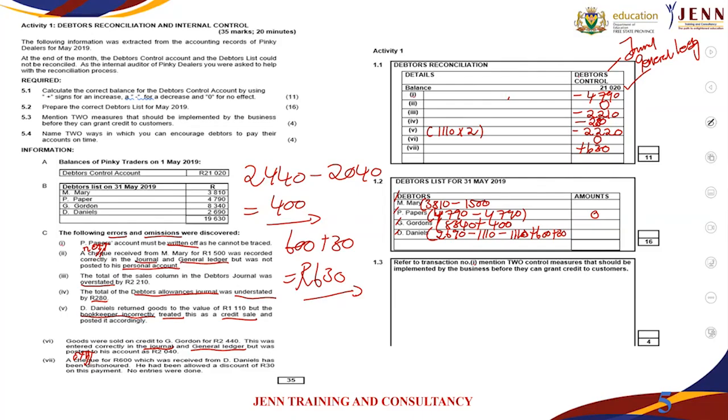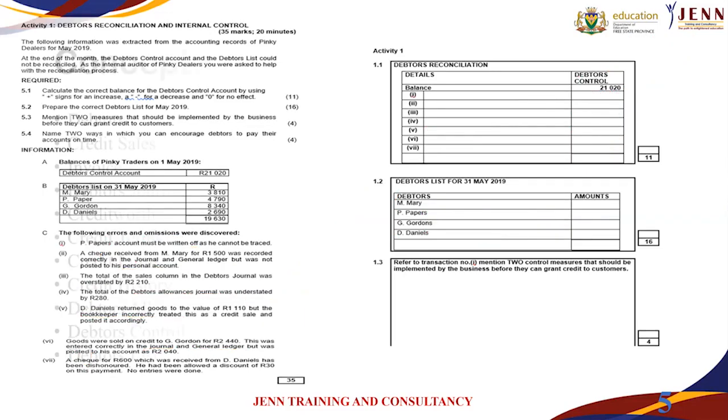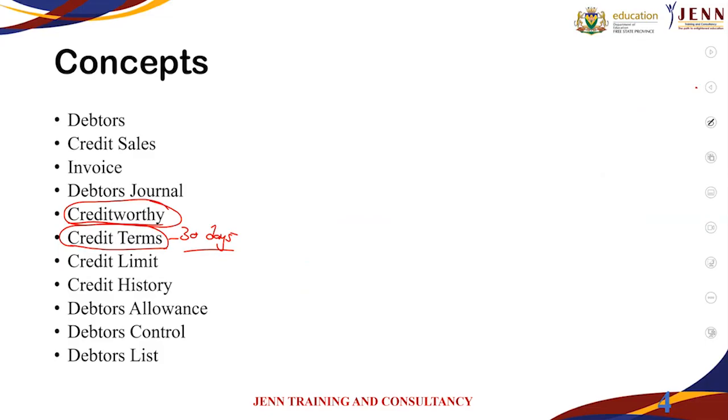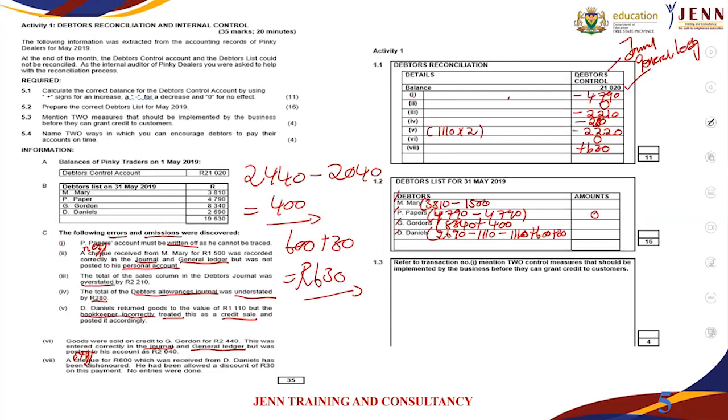Now we are done with all the errors and omissions. What we need to do now is calculate the correct balance for our debtors control. How are we going to do it? Let me just go back to our slides. We are going to start with the balance that is given to us, which is 21,020, and then all the negative amounts will be subtracted while the positive amounts will be added.